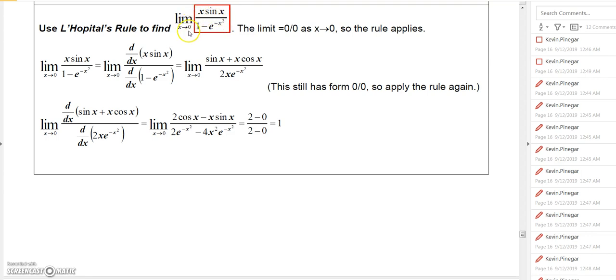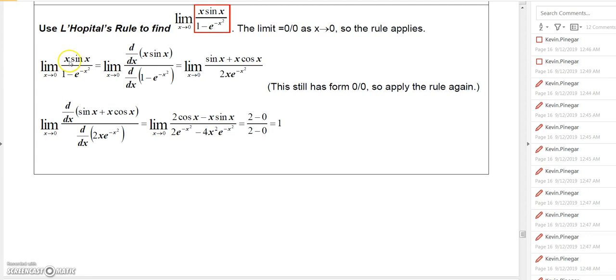Now, if I let x be 0, in the numerator I would get 0 times sine of 0, which would just be 0, so I get 0 in the numerator. And then if I let x be 0 in the denominator, I get 1 minus e to the 0, so that would just be 1 minus 1, which is 0 in the denominator. So I do get this form 0 over 0, so the rule does apply.